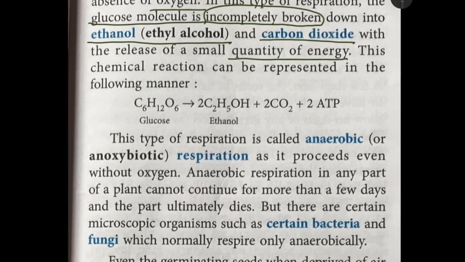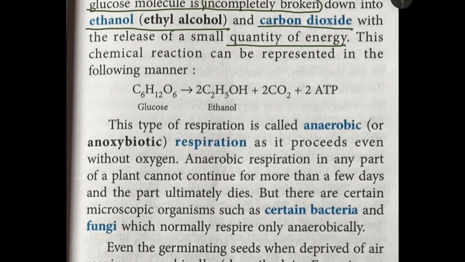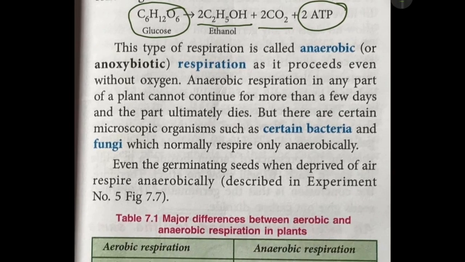Okay, so this is the reaction. This is respiration. So here you can see only glucose is broken down. Why? Because there is no oxygen. So glucose is broken down to form 2 molecules of ethanol, C2H5OH, 2 CO2, and only 2 ATP against the 38 ATP that was produced when aerobic respiration took place. So this type of respiration that takes place in the absence of oxygen or air is known as anaerobic or anoxybiotic respiration, because it takes place even without oxygen.